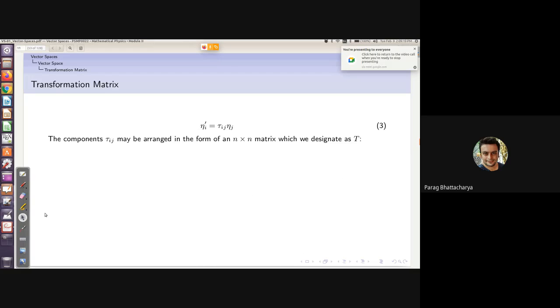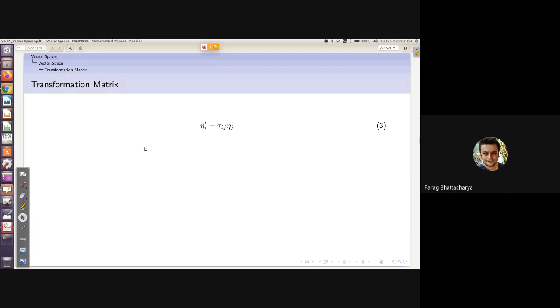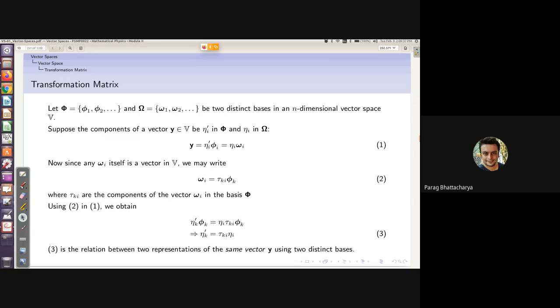So this is what we have, the components of components. Here we were writing in terms of k and i, but it's better if we replace k with i, and i with j. So if I do that, let me write this down first. We had eta k prime is equal to tau ki eta i.